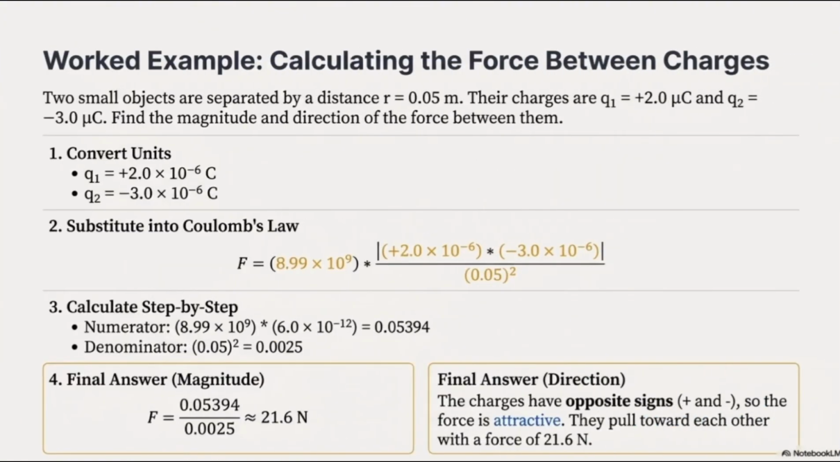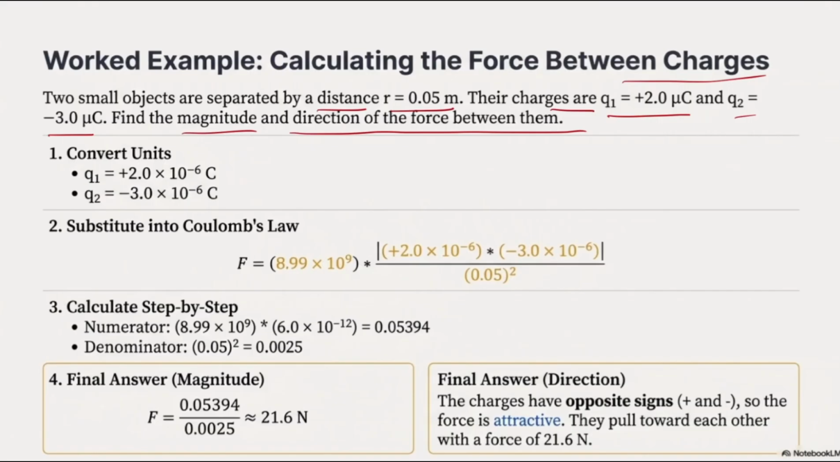Let's have an example: calculating the force between charges. Imagine that I have two small objects separated by a distance. Their charges are Q1, which is 2 coulomb, and Q2, which is this coulomb. Find the magnitude and direction of the force. Obviously, the very first thing that we can find is the direction of the force. What is the direction of the force? Because one is positive and one is negative, they are going to attract each other.